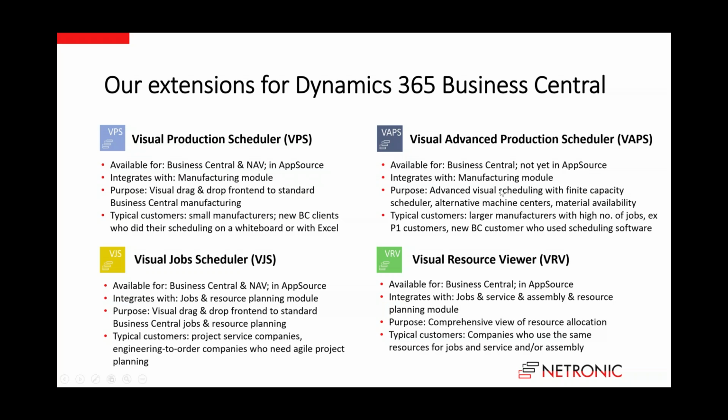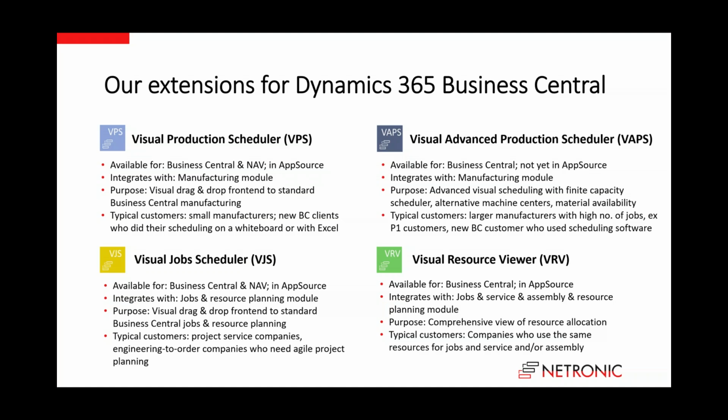Also, the VAPS integrates with the manufacturing module, but it enhances the manufacturing module by functions that we feel are missing, especially for larger manufacturers that have a higher number of jobs, for larger manufacturers that, for example, might have worked with a product called Planner One in the past, which existed for NAV, but does not exist for Business Central, or for Business Central customers who used different forms of scheduling software before.